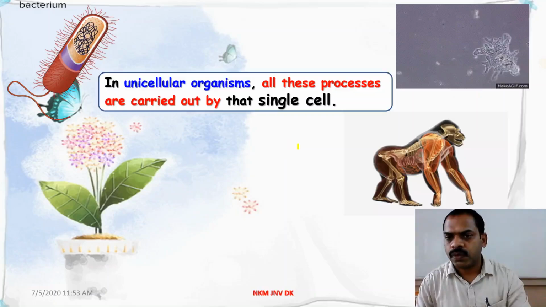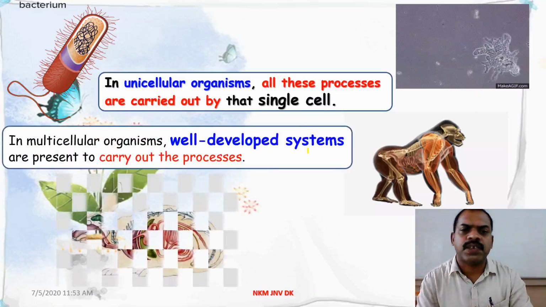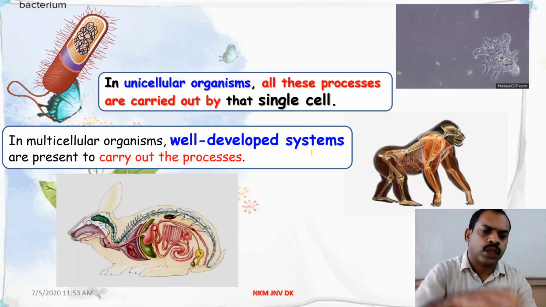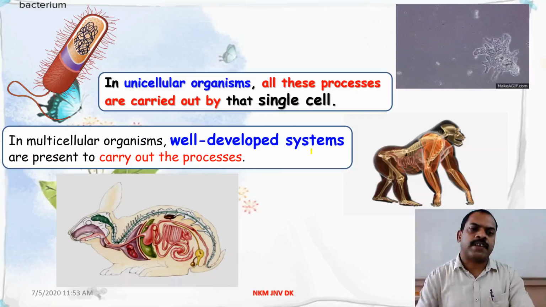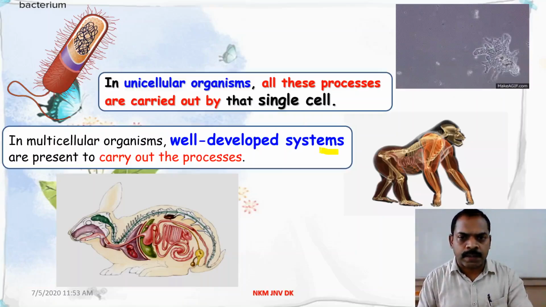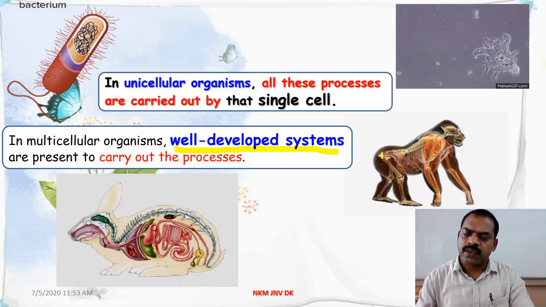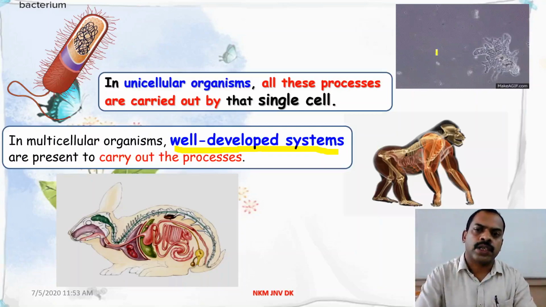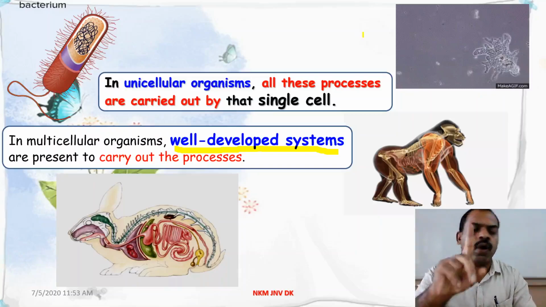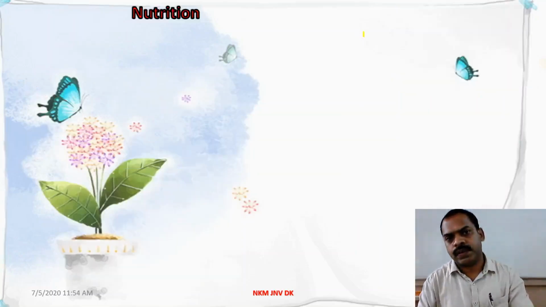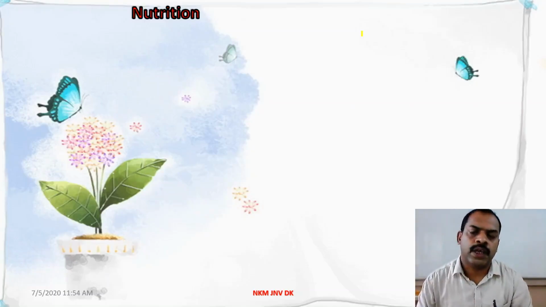An ape, they have body systems. That is the case with human beings also, all higher animals, we have well developed systems, like the digestive system, respiratory system, muscular system, skeletal system, and so on. A lot of body systems are there, while unicellular organisms do all the activities with a single cell. Now let us see the first part of life processes.